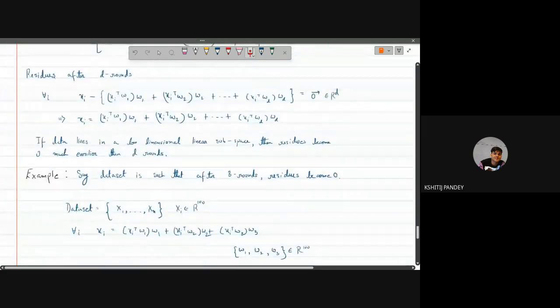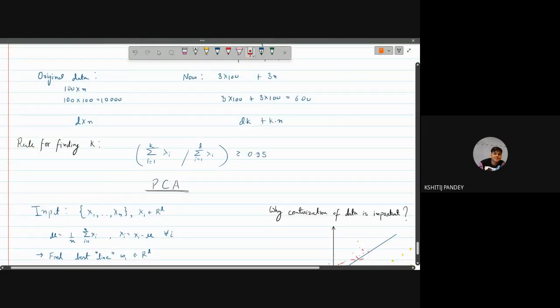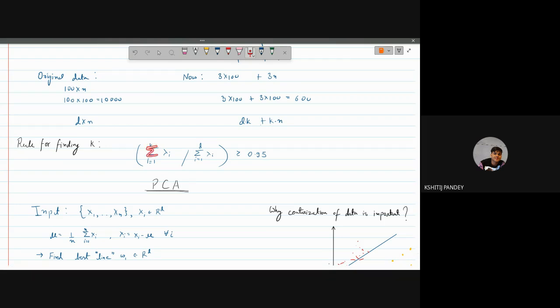Now here nobody will tell us the value of k, right? So what we will do is find the value of k such that on summing the top k lambdas, it captures more than 95% of the variance in the data. We want to find such a k. This can be different; maybe you are happy with 85% instead of more than 95%. So this is up to you. Is this clear? How do we find the value of k?